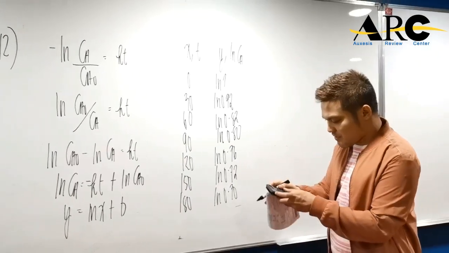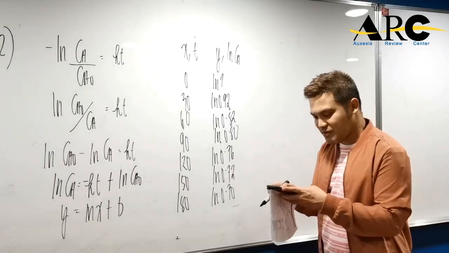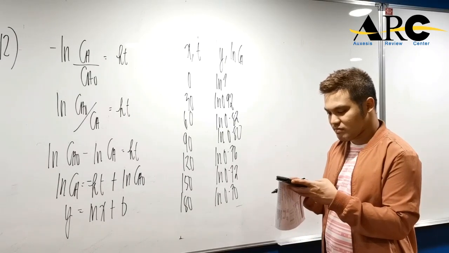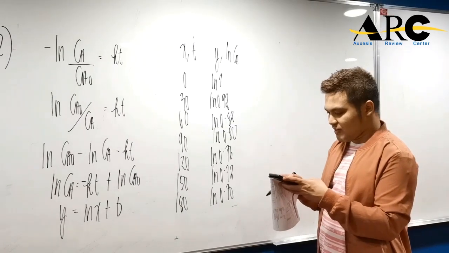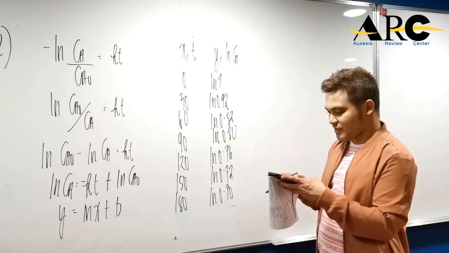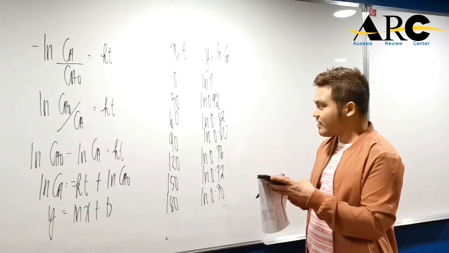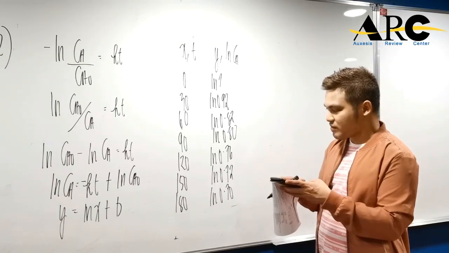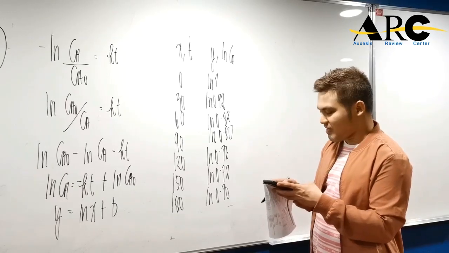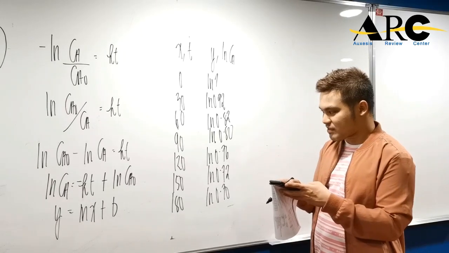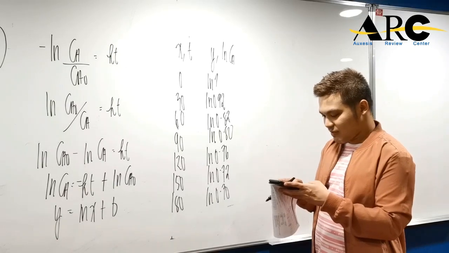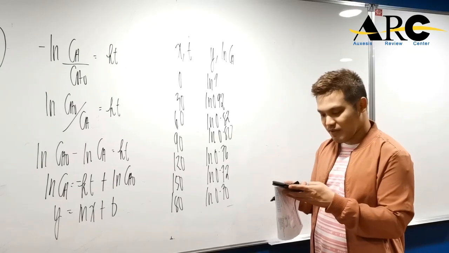So, input natin isa-isa. Mode 3-2 for a linear regression. So, 0 and then ln 1. 30, ln 0.92. 60, ln 0.82. 90, ln 0.8. 120, ln of 0.76. 150, ln of 0.72. And then 180, ln of 0.7.